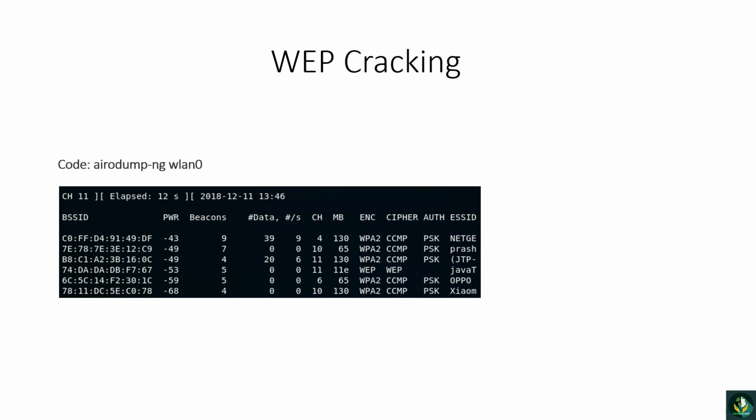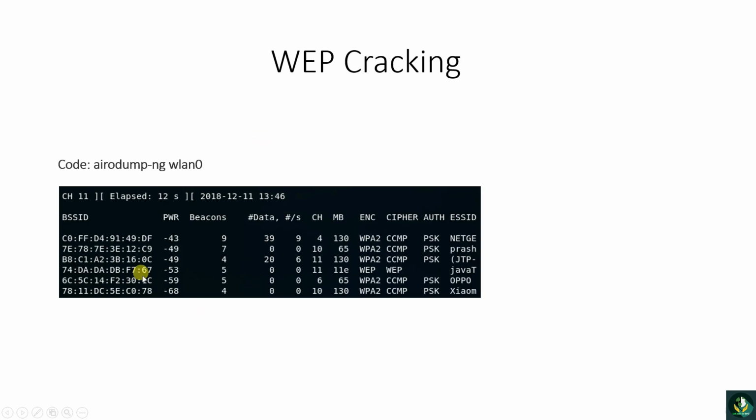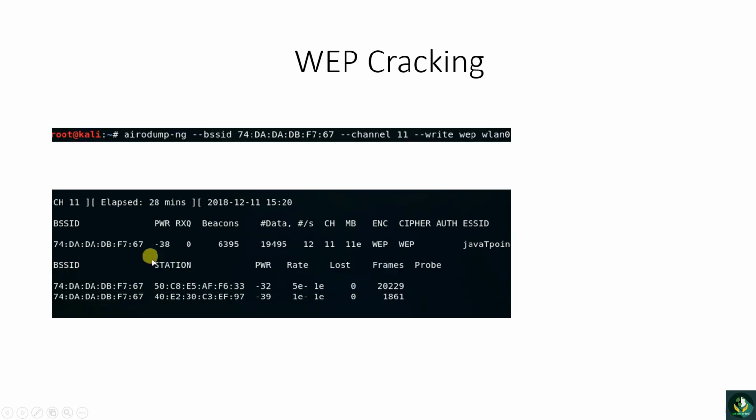The following output will be displayed by executing this command. In this, the fourth network has come up as the JavaTpoint network, which, as you can see, uses WEP. On this network, we are going to perform our attack, and we are going to run airodump-ng against the JavaTpoint network by using a command like this. Here we run airodump-ng against the JavaTpoint network with a BSSID, which is this one, as you can see.